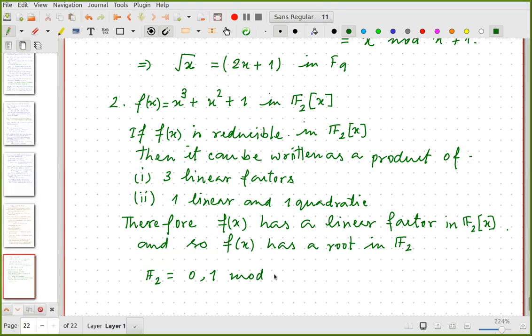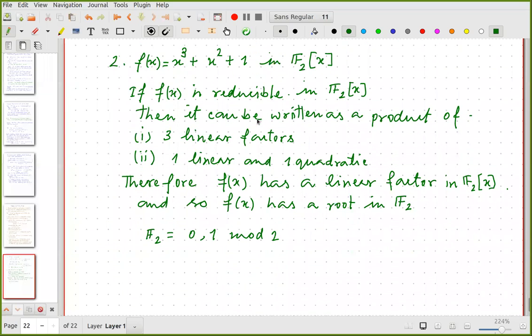So these two classes. If you put 0, then you have 1, so f(0) is 1. And f(1) is 1 plus 1 plus 1, which is 3, and that is again 1 modulo 2. So it doesn't have a root. So f doesn't have a root, and therefore it is irreducible.